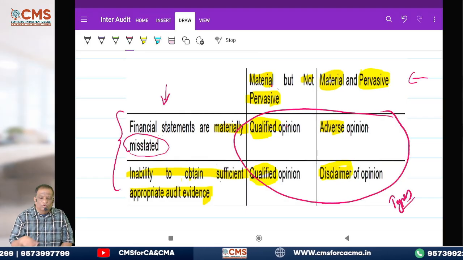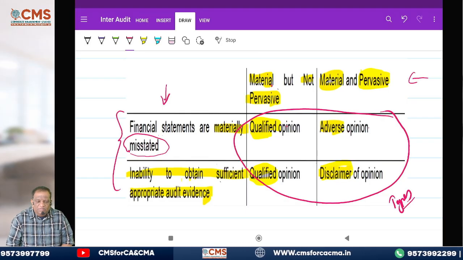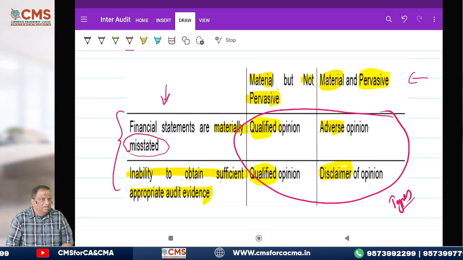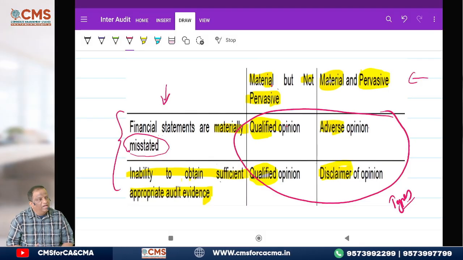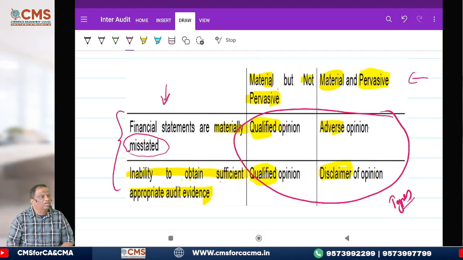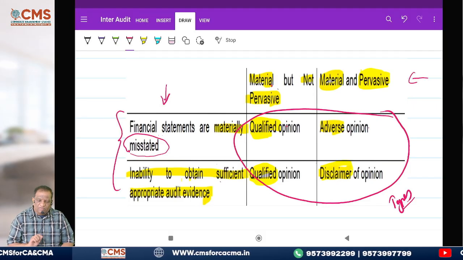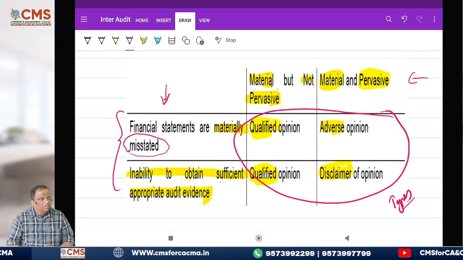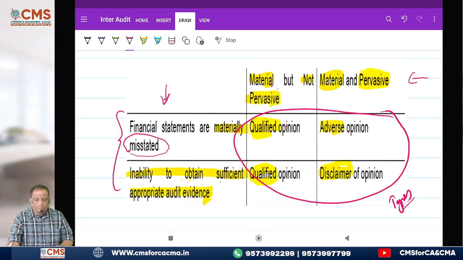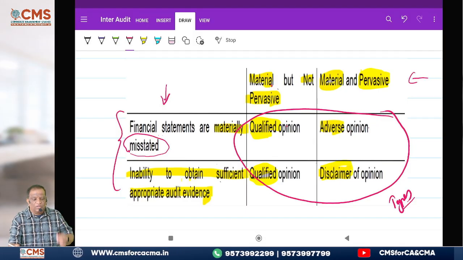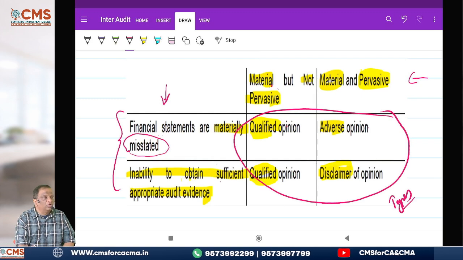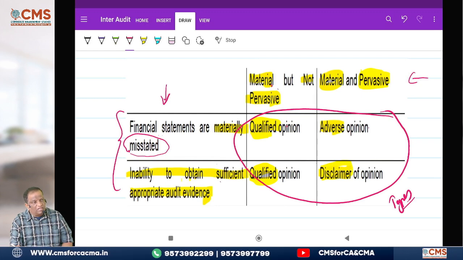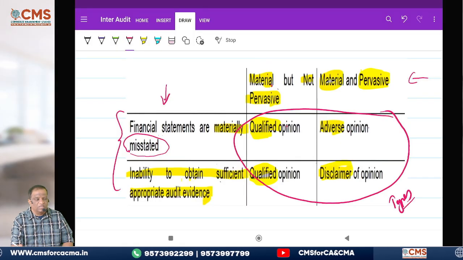Now, looking at this diagram, you tell me, when will you issue adverse opinion? Misstatement, material and pervasive. Then you would go for adverse opinion. And when will you go for disclaimer? That is no evidence. Column and row. Now here it is like a no evidence, simple one. When there is no evidence and the impact is material and pervasive, then the auditor would settle for disclaimer.